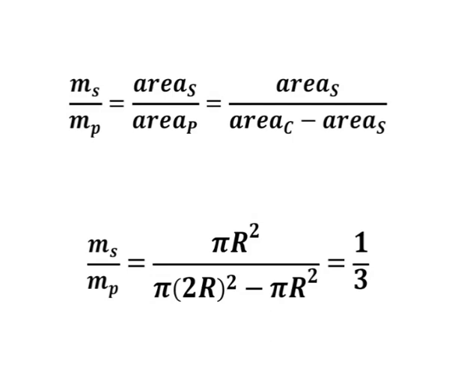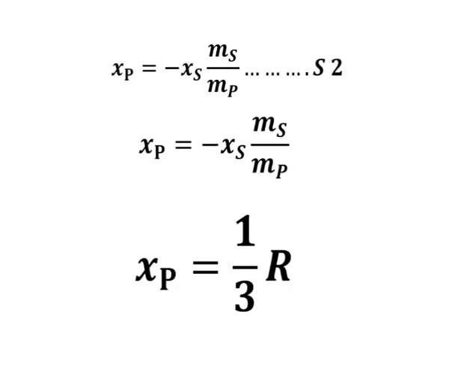Substituting this and xs is equal to minus R into equation S2, we have xp is equal to minus xs into ms upon mp. Therefore, xp becomes equal to 1 upon 3 R.